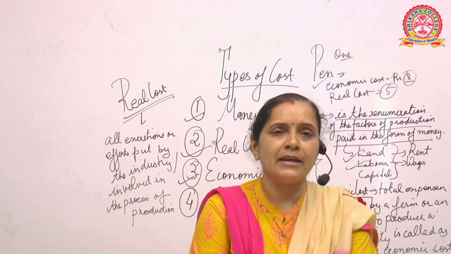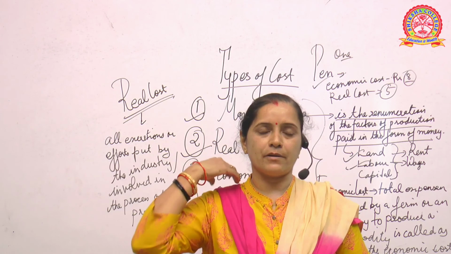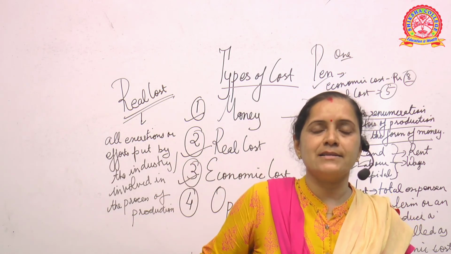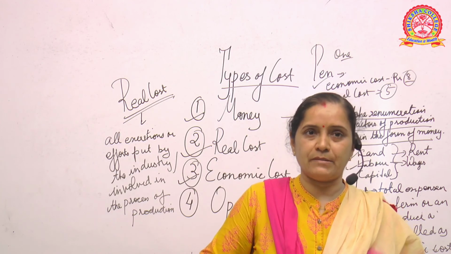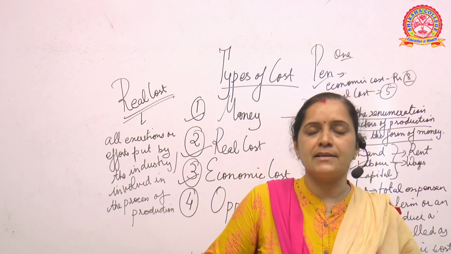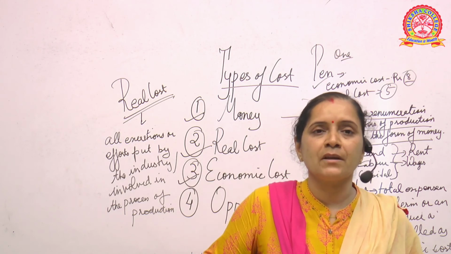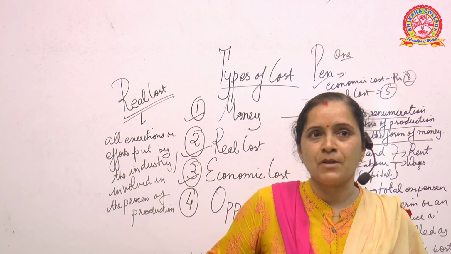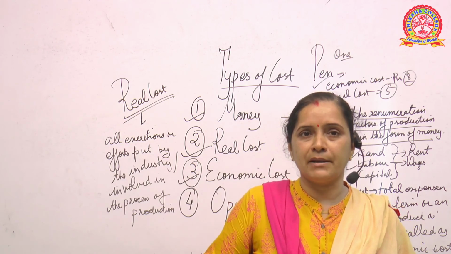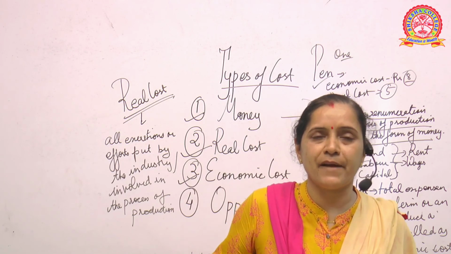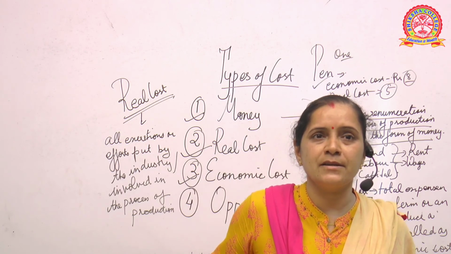Now, the definition of cost has been broadened, or more elaborated, by categorizing cost into 4 different types. What are the 4 types? The first is money, second is the real cost, third is the economic cost, and last is the opportunity cost. When we are talking about money, money is the remuneration paid for the factors of production. It is termed as money.